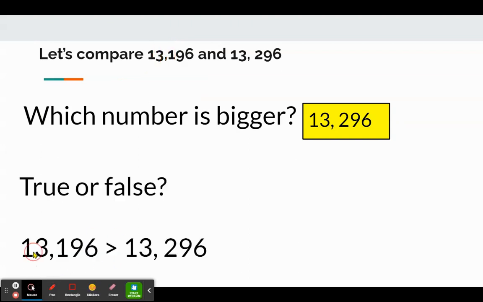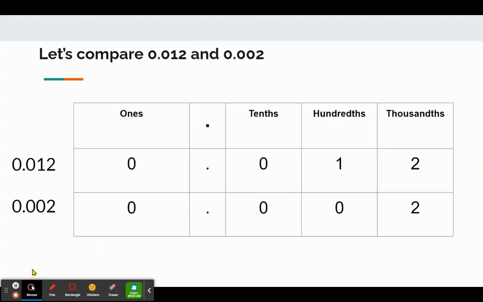All right, now let's keep going. True or false? 13,196 is greater than 13,296. This is false. So this symbol right here means that it is greater than. Wherever we see the open mouth, the open symbol, that is going to mean something is greater than. So 13,196 is not greater than, it's not bigger than 13,296.